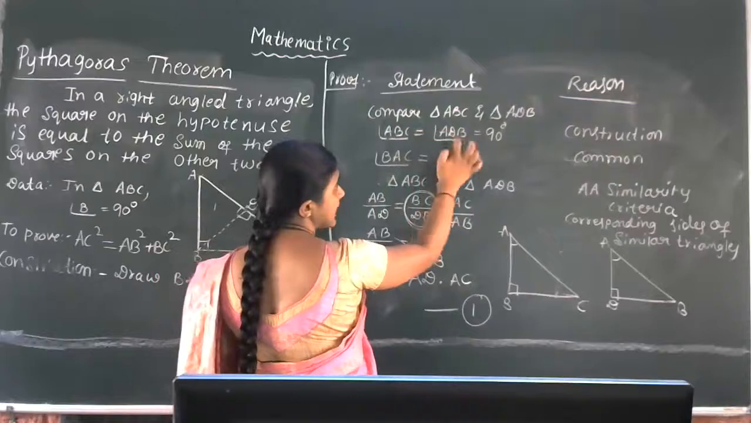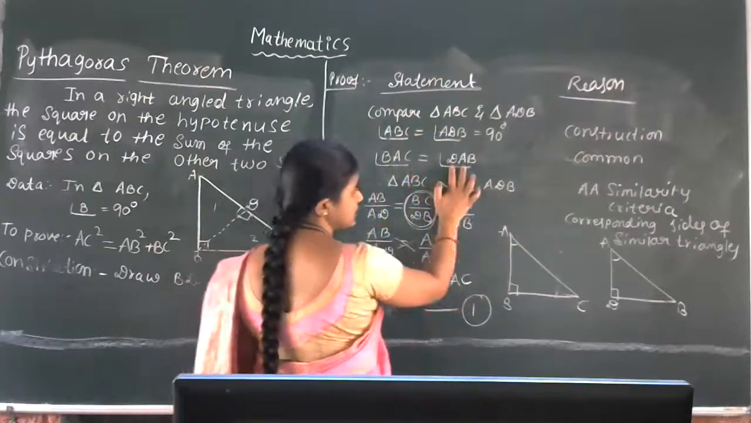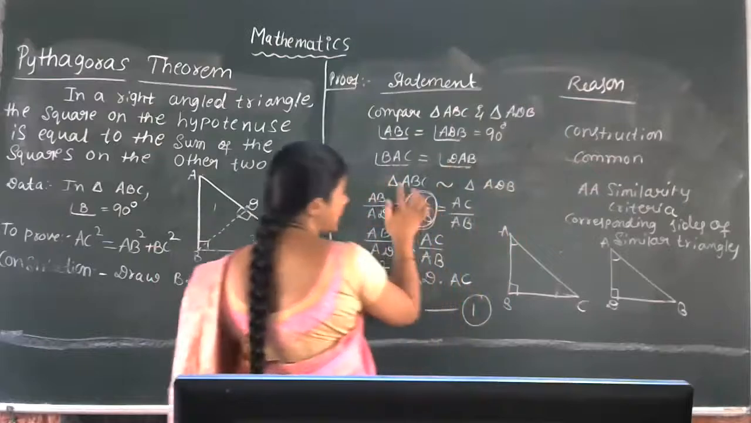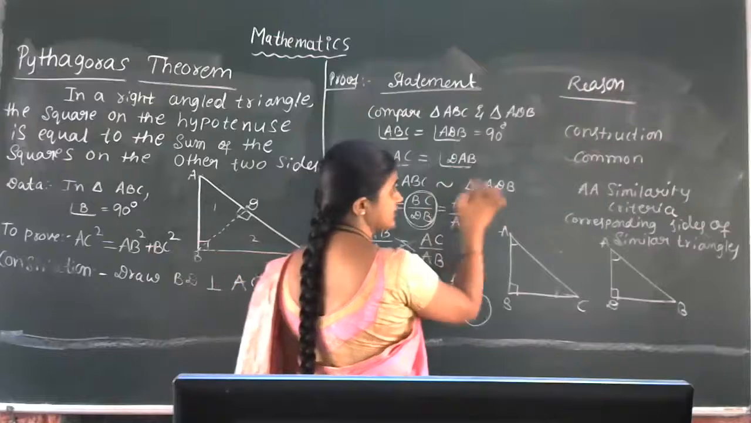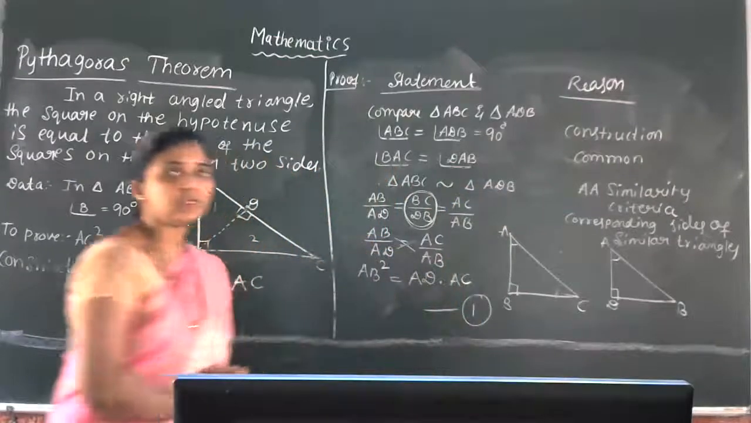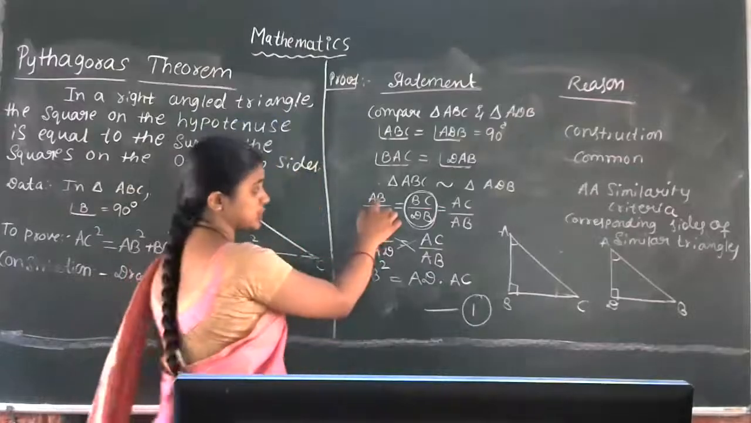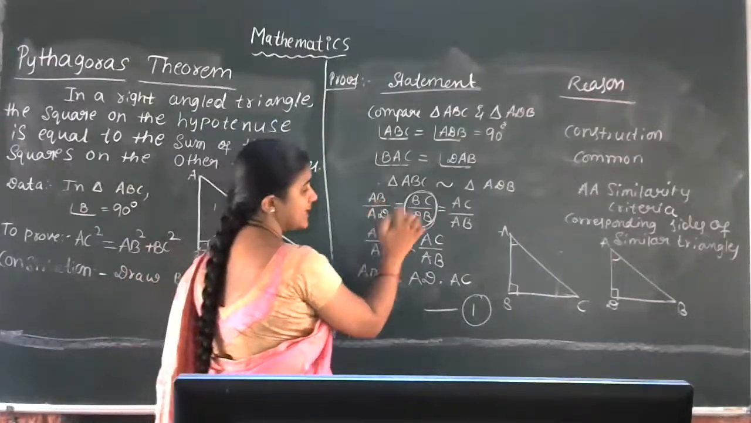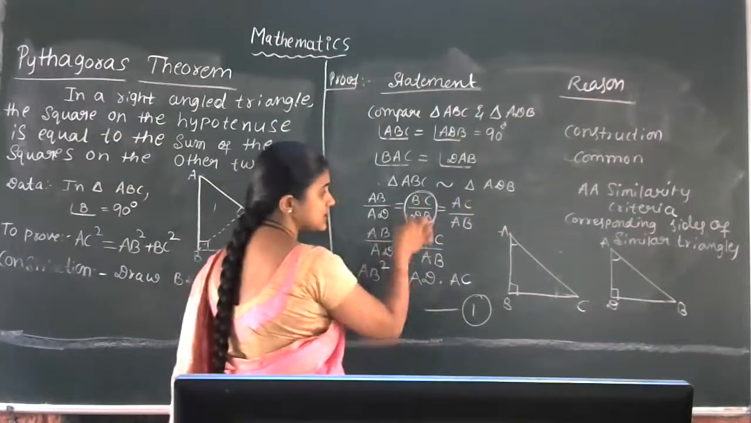Is that clear? So next, therefore, triangle ABC is similar to triangle BDC according to AA similarity criteria. Two triangles are said to be similar. Now again, take the ratio: corresponding sides of similar triangles are in proportion.